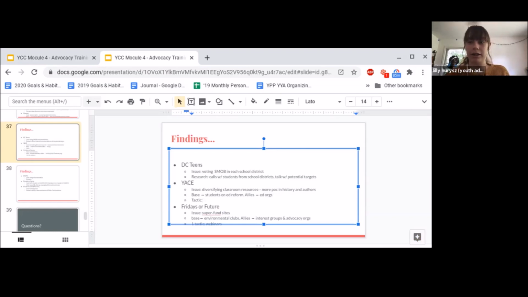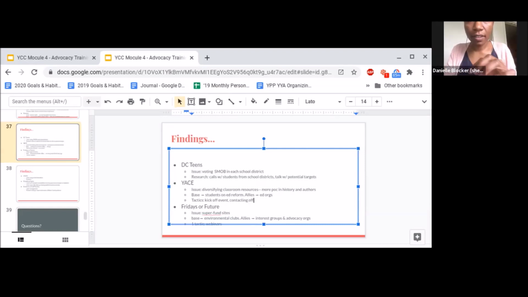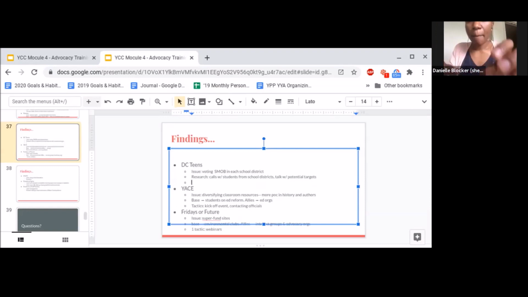Right now, we're working on a large kickoff event to get the attention of parents because they are voting members. And then also contacting Board of Education members that can help us. Okay, very good. So you got a kickoff event and contacting officials, maybe through emails or what have you. DC Teens, base, allies, and tactics. Thanks for presenting.